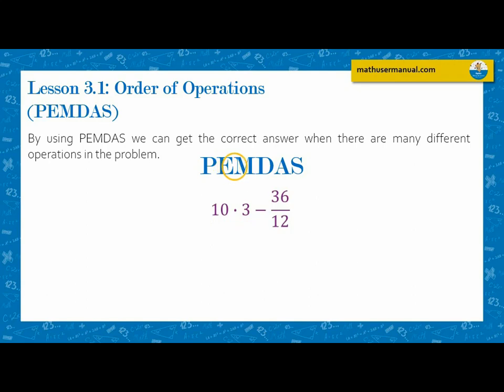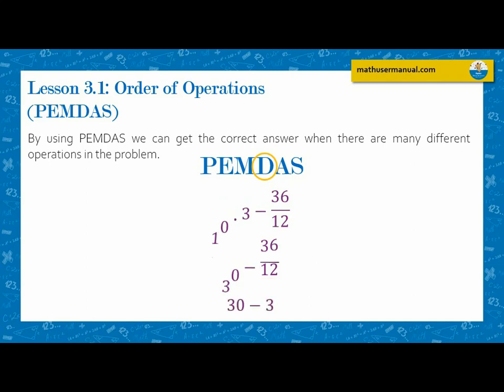But after exponents, multiplications. Do we have multiplications in this operation? Yes, we have the 10 times 3. 10 times 3 is equal to 30. After multiplications, we do divisions. Do we have divisions? Yes. 36 divided by 12. 36 divided by 12 is equal to 3.